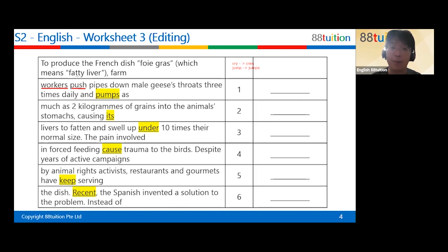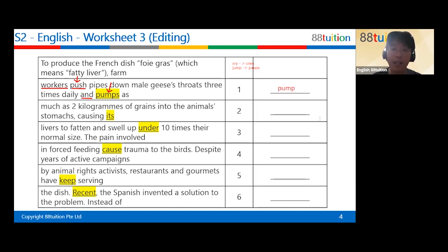So that's the first verb over here. And then we know that the second one over here is the second verb because of the word and. And this is the second verb, but it still is owned by the subject, workers. So workers push, workers pump. Workers is plural, because there's an S behind. So remember, subject-verb agreement is always the opposite. Plural subject, no S for the verb. Singular subject, S for the verb. So here, the answer is supposed to be pump.